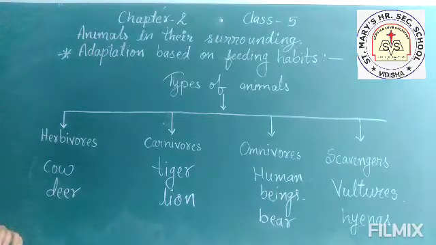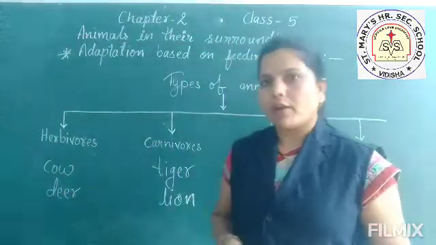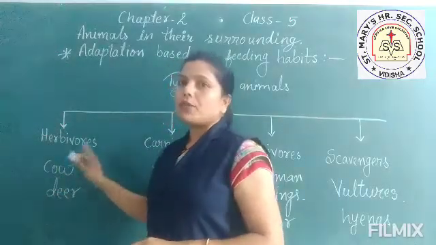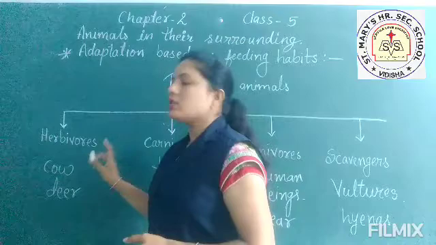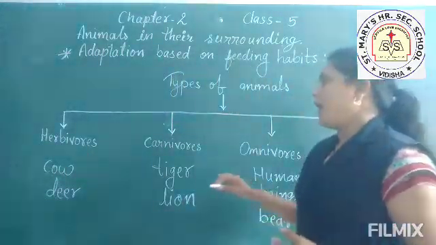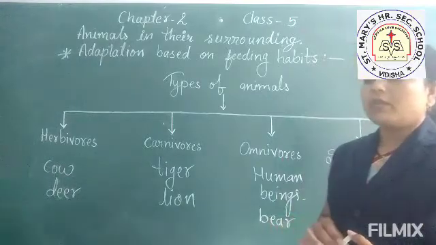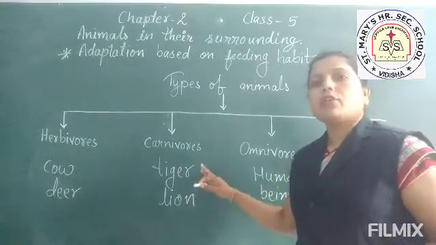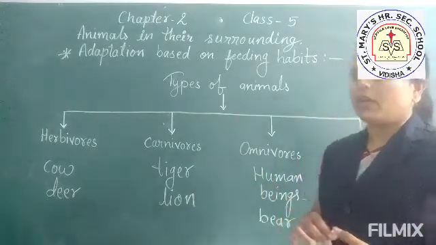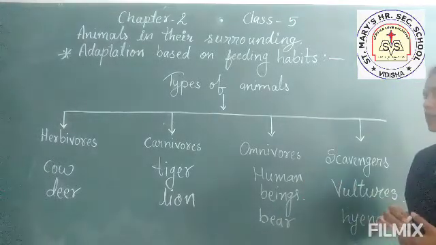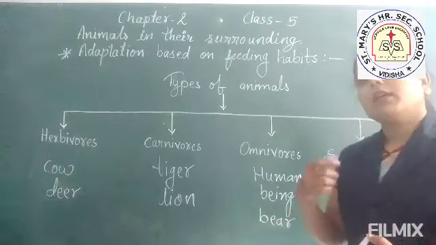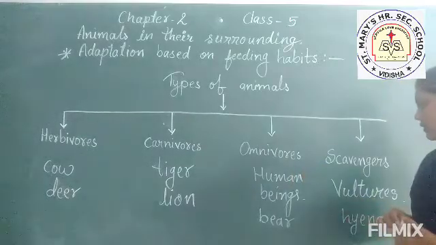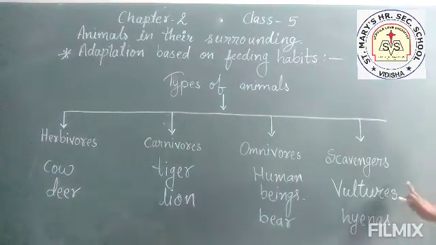In herbivores, there are some birds also, like sparrow and parrot. They are totally dependent on grains and fruits. So they are also called herbivore birds. And carnivore birds, like eagle, they eat the flesh of animals and they hunt the prey. Omnivorous birds eat grains, fruits and as well as flesh of animals also. And here I have already given an example of vulture.